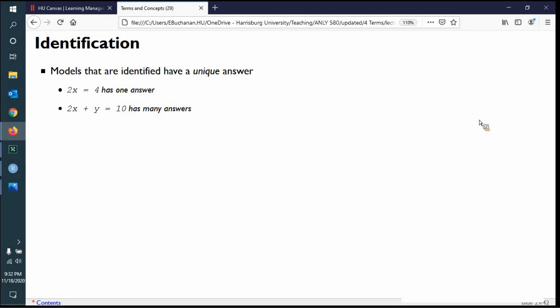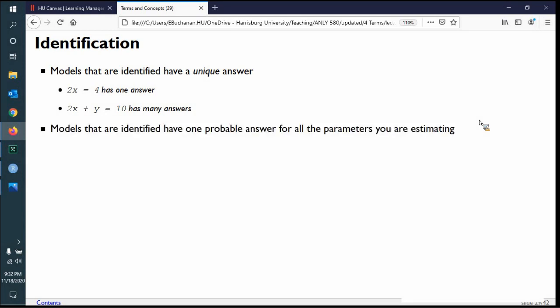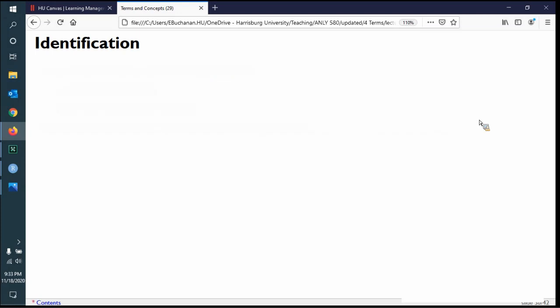Okay, so there are some general rules of thumb. Models that are identified have one probable answer for all the parameters, given whatever type of math you picked. Just like with EFA, we're mostly going to stick with maximum likelihood, but we'll change that a couple times to show you how other ones work. Now, that's the technical definition of identification. Practically, how do we do that?